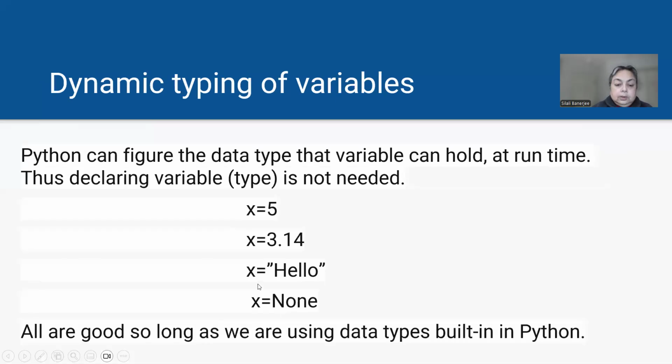So you can assign these values to a Python variable. Now note this None. None doesn't mean 0 or empty string. It just means there is no value, no value. So you can assign anything so long as the data type is allowed in Python. If you just come up with something that is half string, half numeric, that may not work.